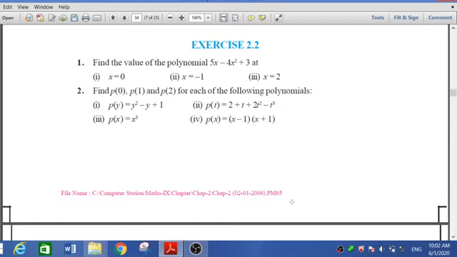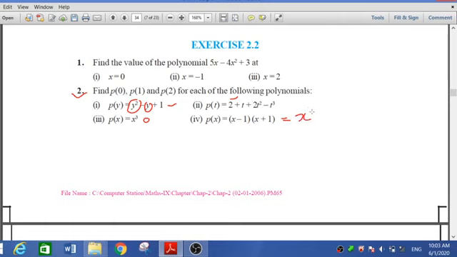Friends, now question number 2. What do we have to put? 0. So if I put 0 here, I will get 0. Again, we already discussed that when you put 0, the answer is always the constant term. So here the answer is 1. Here the answer is 2. Here the answer is 0. First of all, you have to simplify this.